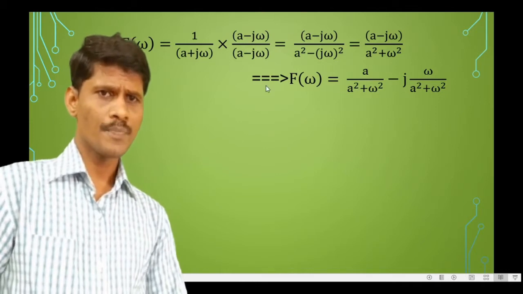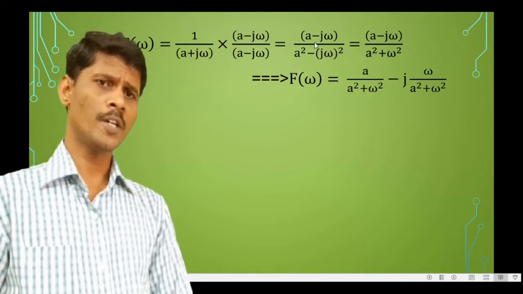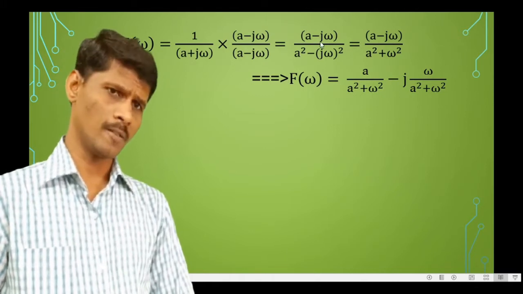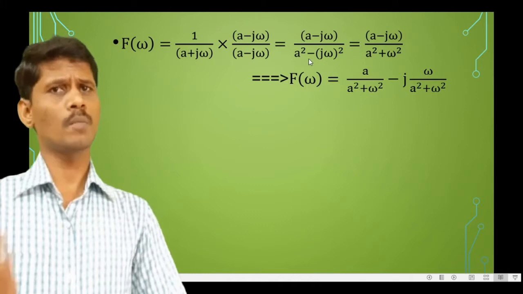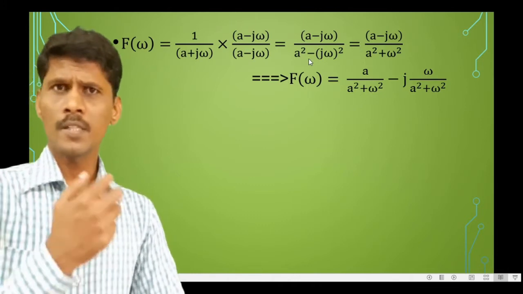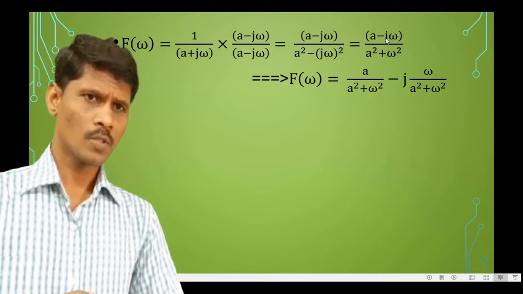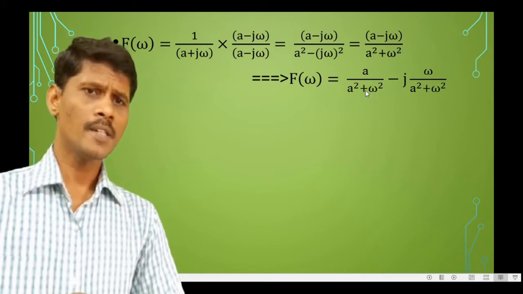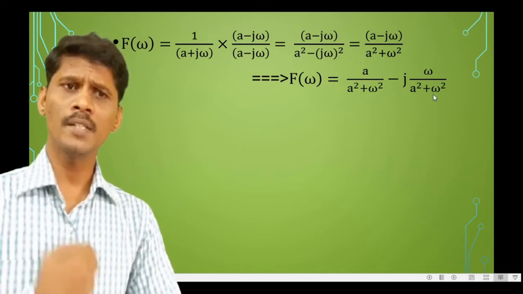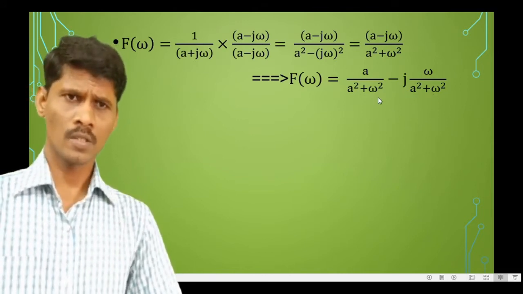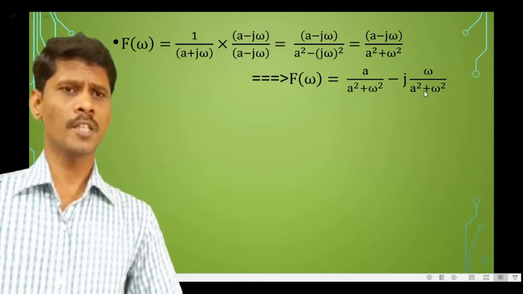The denominator factor is a square minus j omega whole square. The numerator is a minus j omega. Okay, j square value is minus 1. Already a minus is there, so minus into minus gives plus, a square plus omega square. So this is written as a by a square plus omega square minus j into omega by a square plus omega square. In this equation, this is the real part and this is the imaginary part.